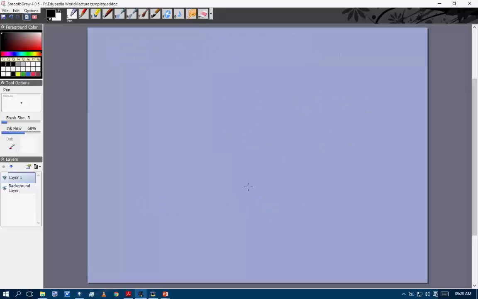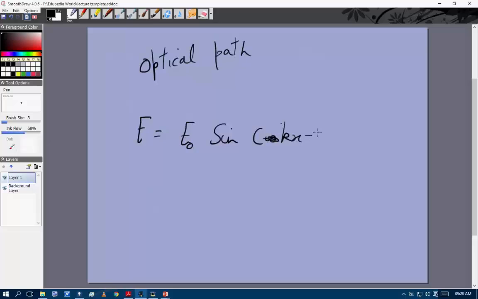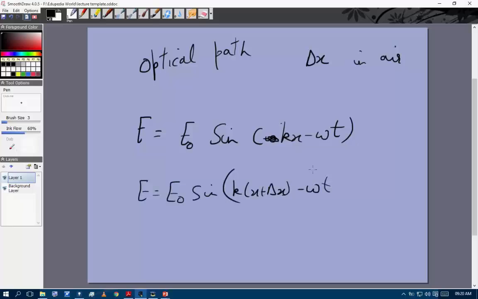Another concept needed before interference from thin films is the concept of optical path. So let's say a light wave is traveling and the equation for the electric field is E is equal to E naught sine (kx minus omega t). This is the equation, right? And let's say it moves a distance delta x in air. In that case, the new equation will be E is equal to E naught sine (k times (x plus delta x) minus omega t). Right.